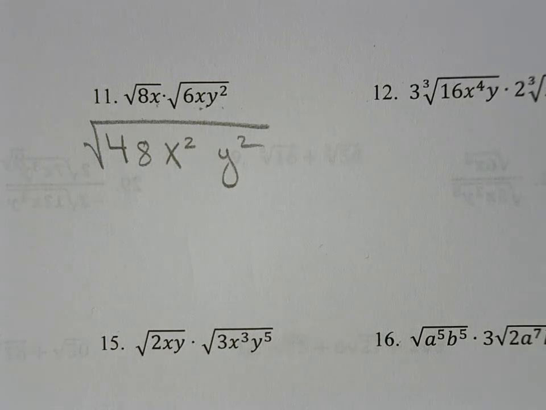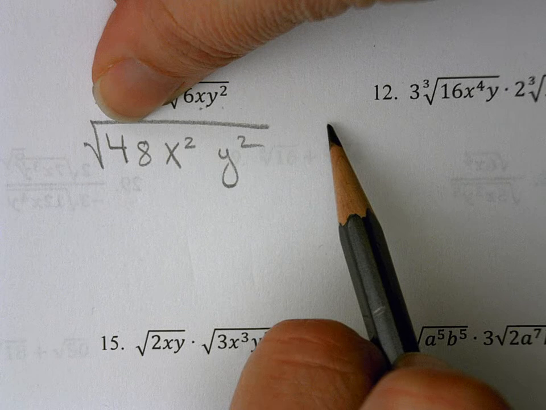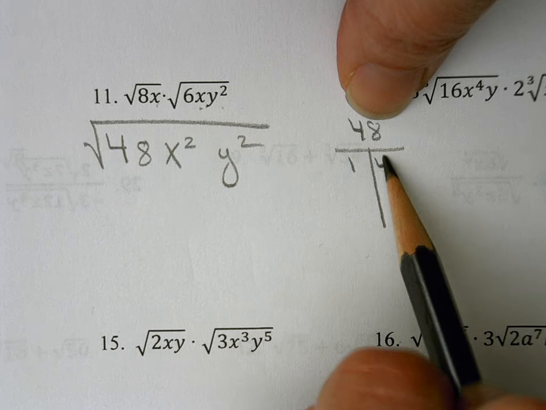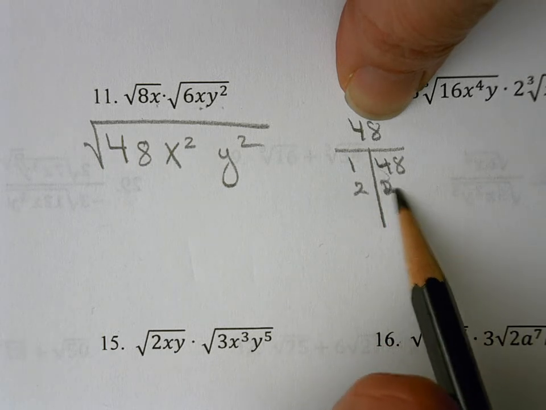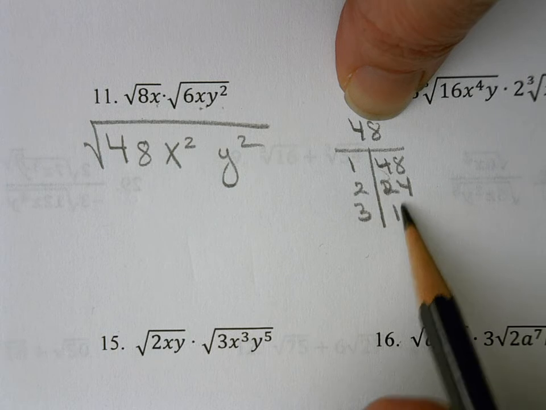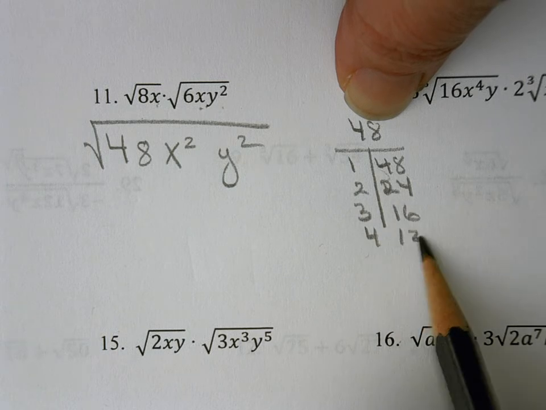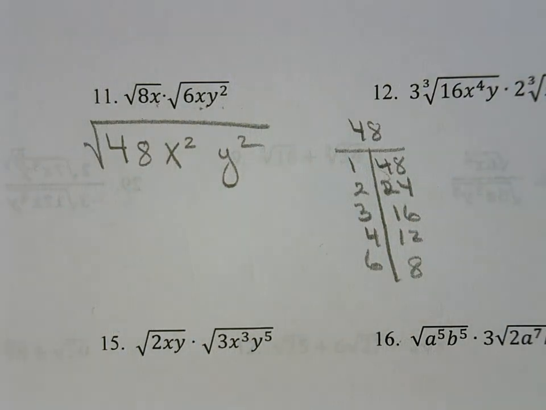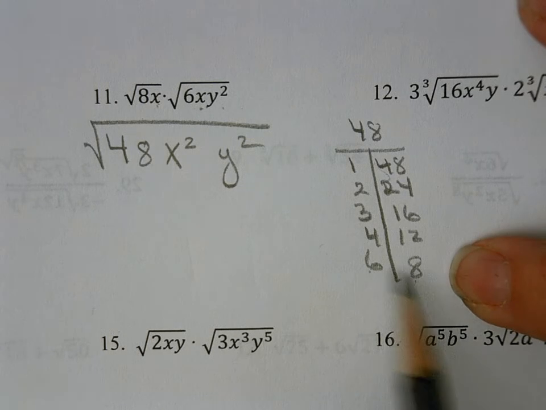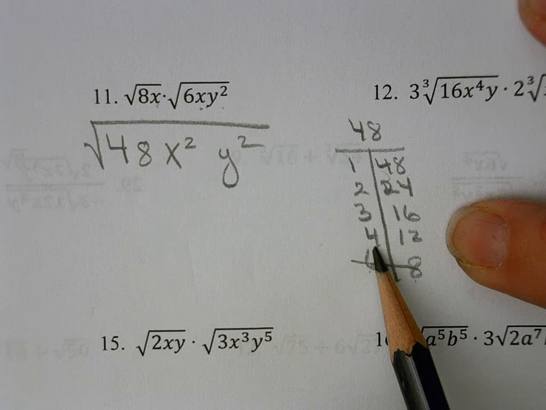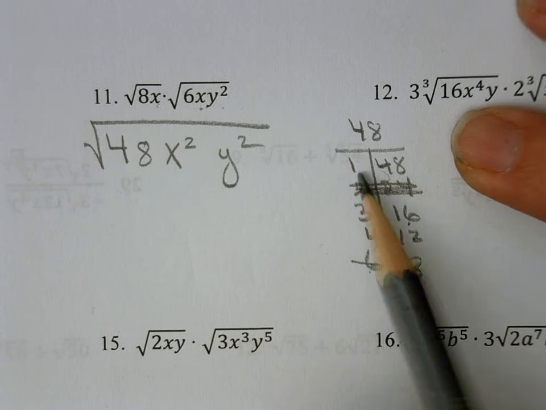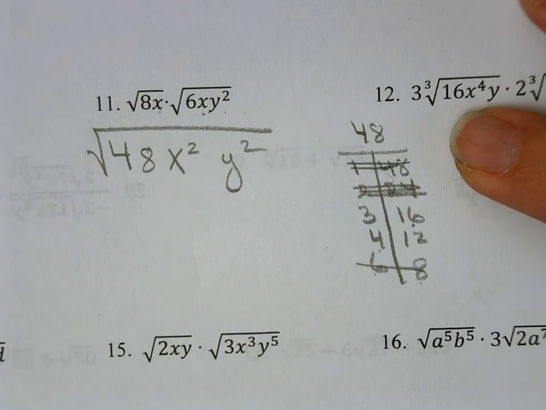So for number 11, I need to split up the 48 because I don't know the square root of 48. So 48 is 1 and 48. 2 goes into it. 3, see 4. 5 does not. 6. Okay, so those are my factors of 48. And so I don't know the square root of 6 or 8. I do know the square root of 4. I also know the square root of 16. I don't know the root of 2 or 24, and 1 or 48 won't simplify it any further.